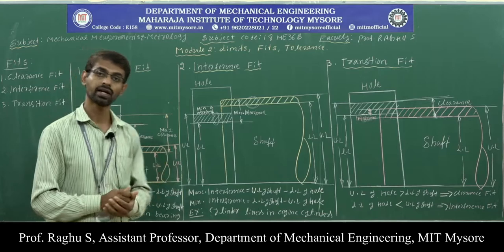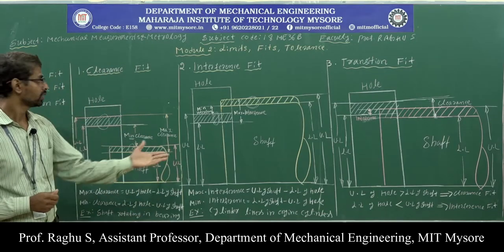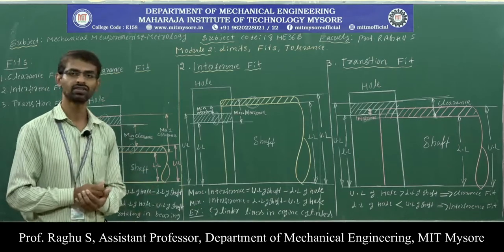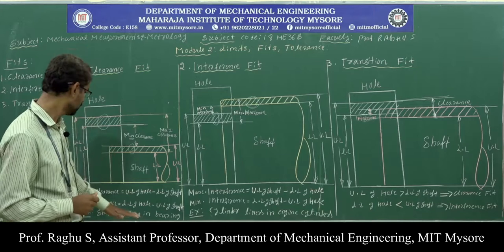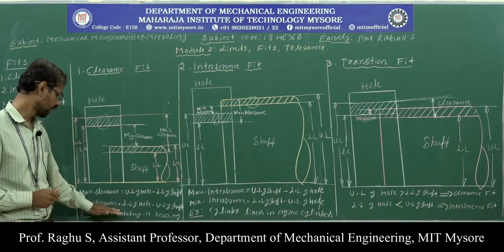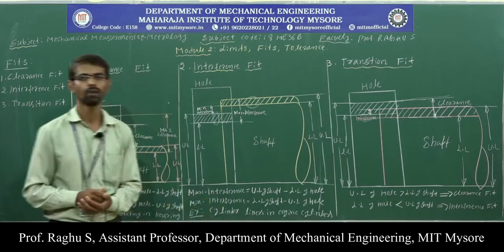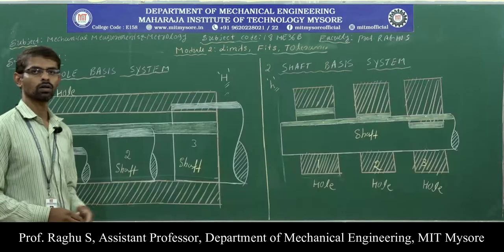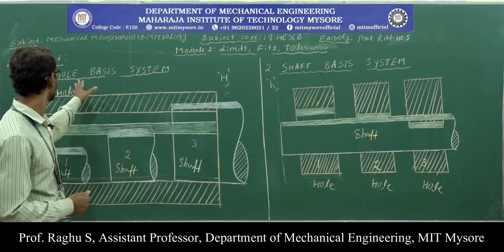An example for clearance fit is a shaft rotating in a bearing. Examples for interference fit are liners in an engine cylinder and also bearing bushes. And this is the condition for maximum clearance and minimum clearance, and here also this is the condition for maximum interference and minimum interference. So the next topic, systems of fit.